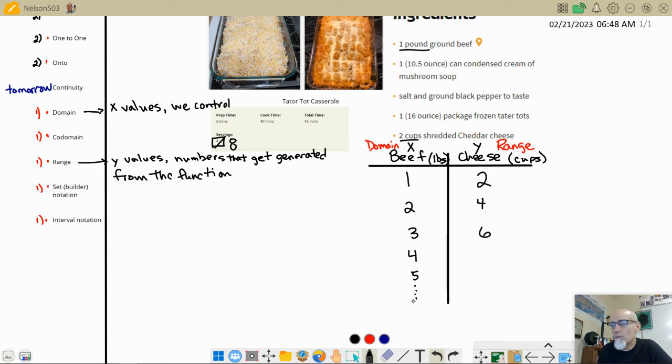And we kind of need a way of writing that. So that's where set builder notation comes in.